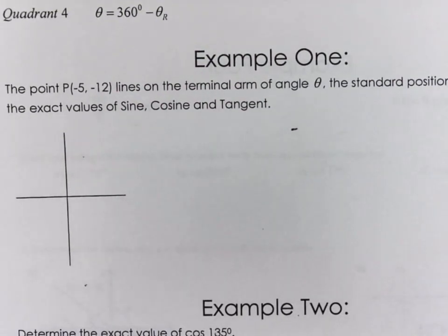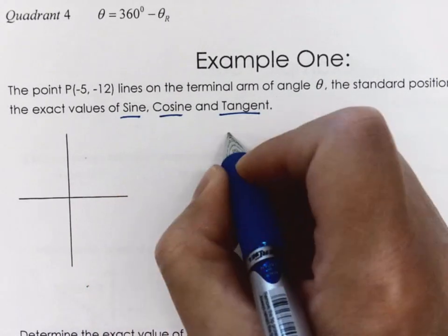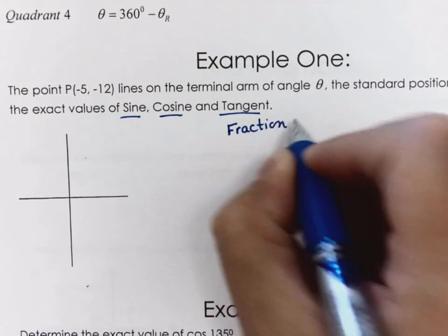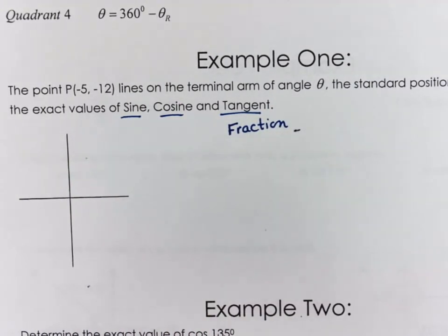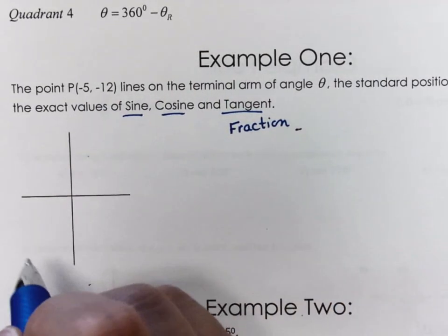Okay, so the point (-5, -12) lies on the terminal arm of angle theta in standard position. Determine the exact values of sine, cosine, and tangent. Okay, so if I'm asking for sine, cosine, and tan, I want to leave it as a fraction. So essentially, we're just doing that example. So our point, if both are negative, we're in quadrant 3.